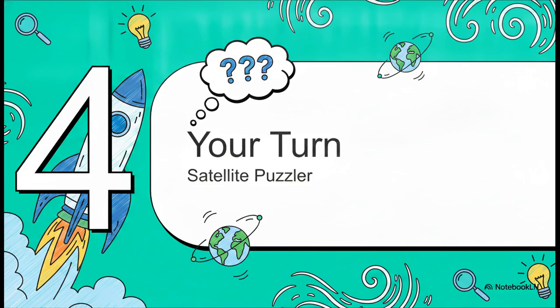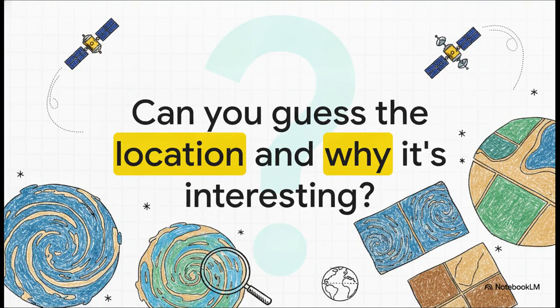Okay, Section 4. Your turn. It's time for the Satellite Puzzler. Now, as I promised earlier, you don't get to leave this classroom without a little bit of fun homework. It's time for a pop quiz to test those newly sharpened observation skills of yours. Every single month, the Earth Observatory puts out a challenge, and I am passing the June 2026 Satellite Puzzler directly on to you. Your mission is to look at the unlabeled satellite imagery provided by NASA, guess the location somewhere on Earth, and figure out why it's scientifically interesting.